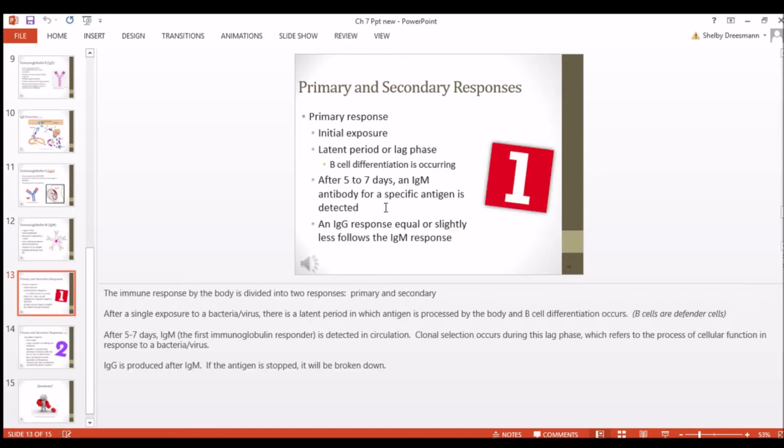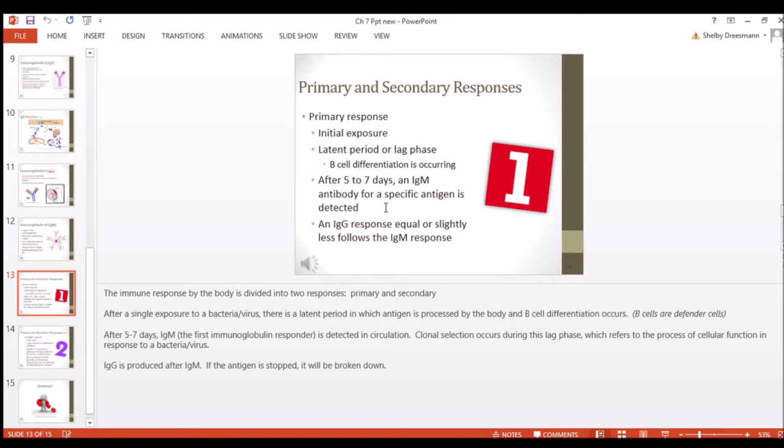Back to this, like I was saying, IgM in secondary responses doesn't go up, but IgG does. And we have the initial exposure, so the first time they see each other, the latent period is how long it takes the B cells to differentiate and make all the antibodies.